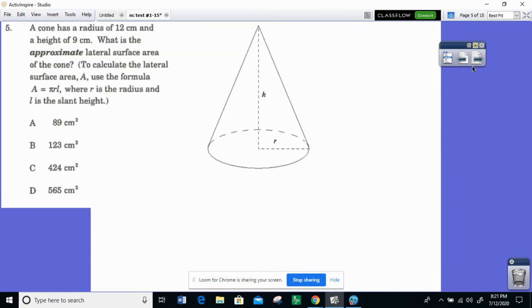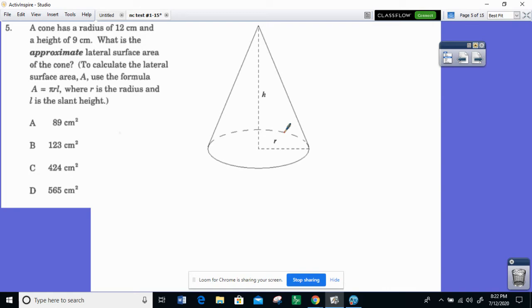All right. So here's number 5. A cone has a radius of 12 centimeters and a height of 9 centimeters. What is the approximate lateral surface area of the cone? To calculate the lateral surface area A, use the formula area equals pi r l, where r is the radius and l is the slant height. So this formula is on your formula chart.